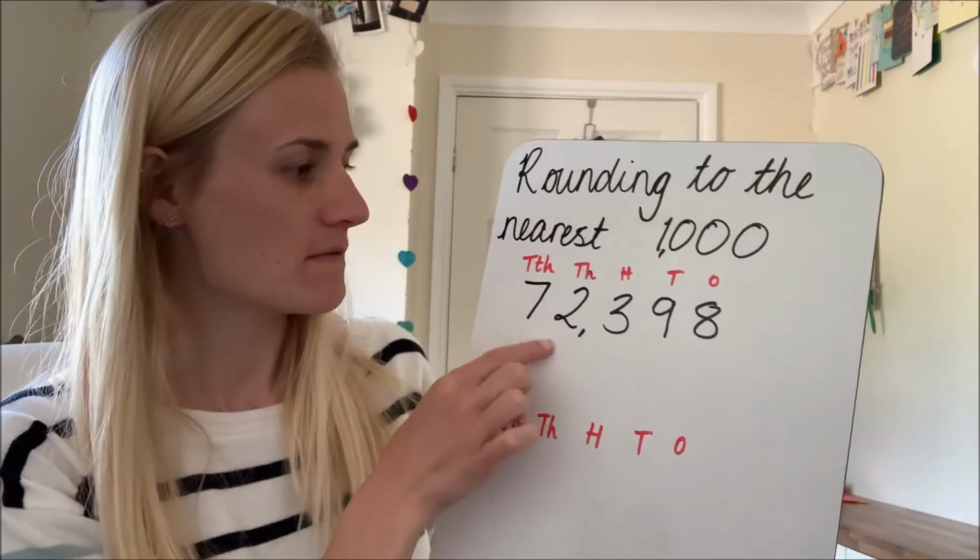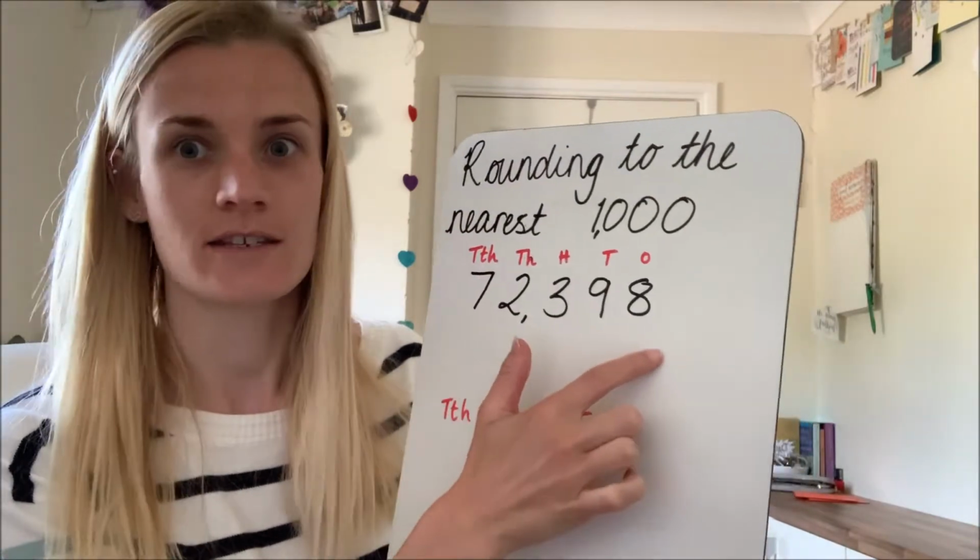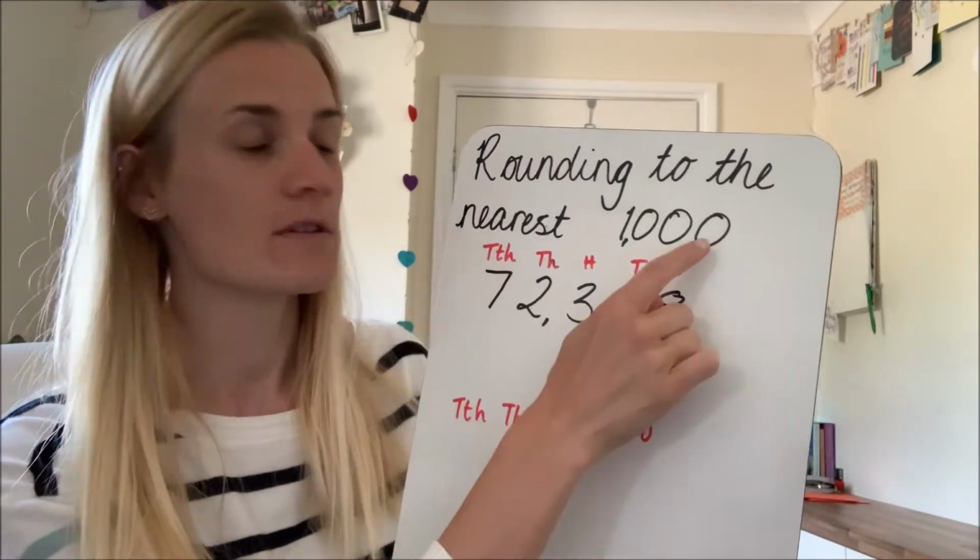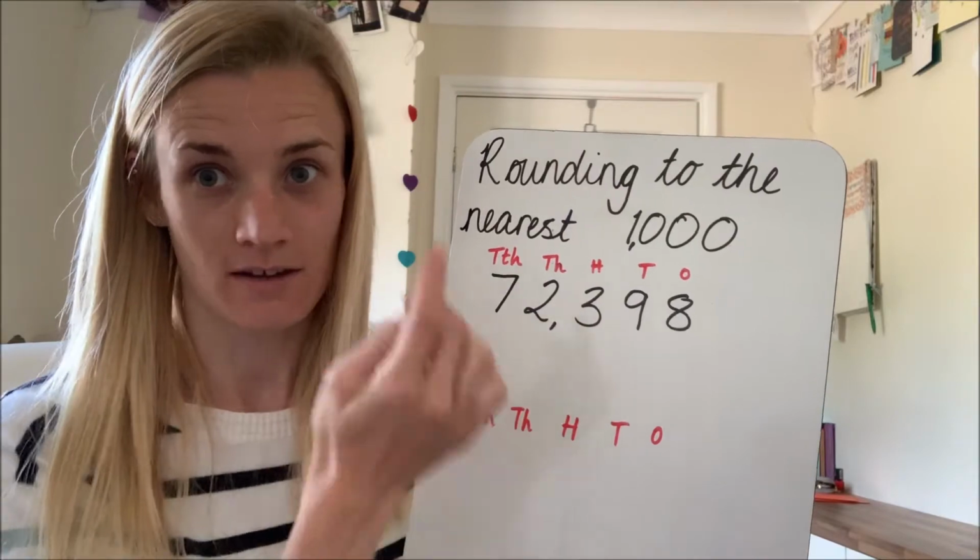Good morning. Okay, today we are looking at rounding. So if we need a bit of a recap, here we go. I have got 72,398. I am being asked to round it to the nearest thousand, okay?